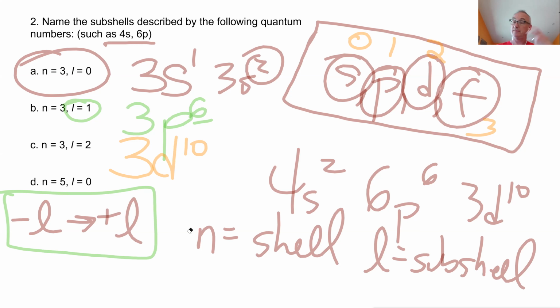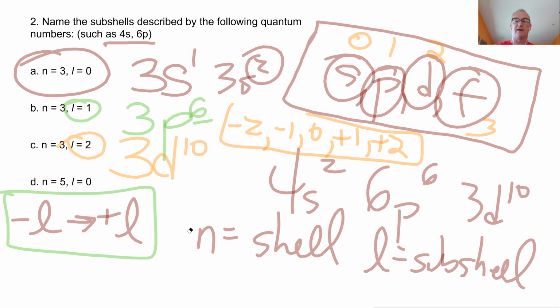And why? Well, we go back to our formula of -L to +L. Since L is now 2, we start at -2. So we have -2, -1, 0, +1, +2. That describes 5 different orbitals. The address for each one is -2, -1, 0, +1, +2. So there's 5 of them. Each one can hold 2 for a total of 10. Very good.